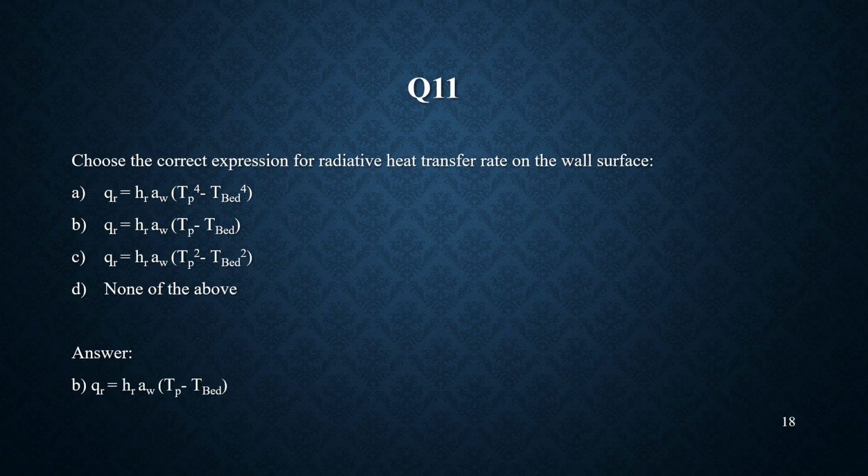Yeah, we'll check the answer. It is option B. It is not option B. Okay, sorry. It is between particle and the bed. So it is Q is equal to HR into A into TP minus T bed. So I apologize for the mistake. So the answer is option D. It is actually radiative heat transfer on the wall surface.